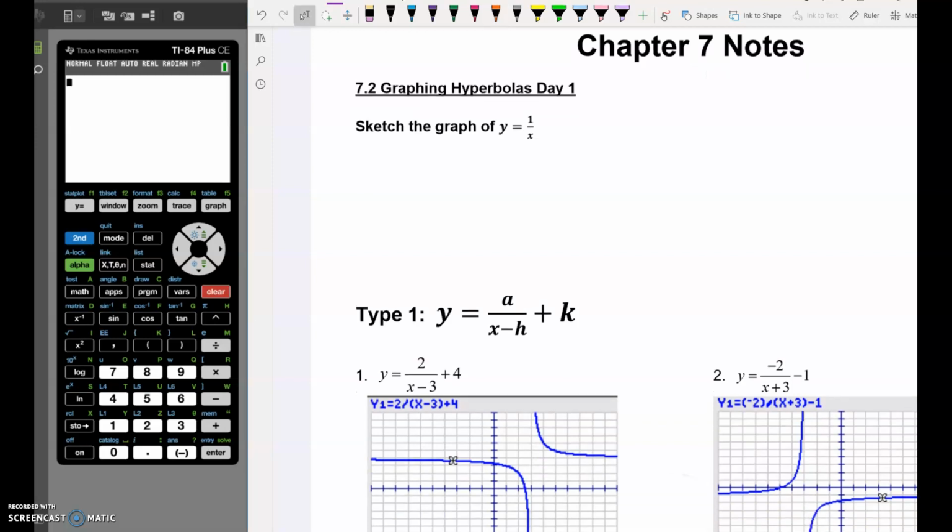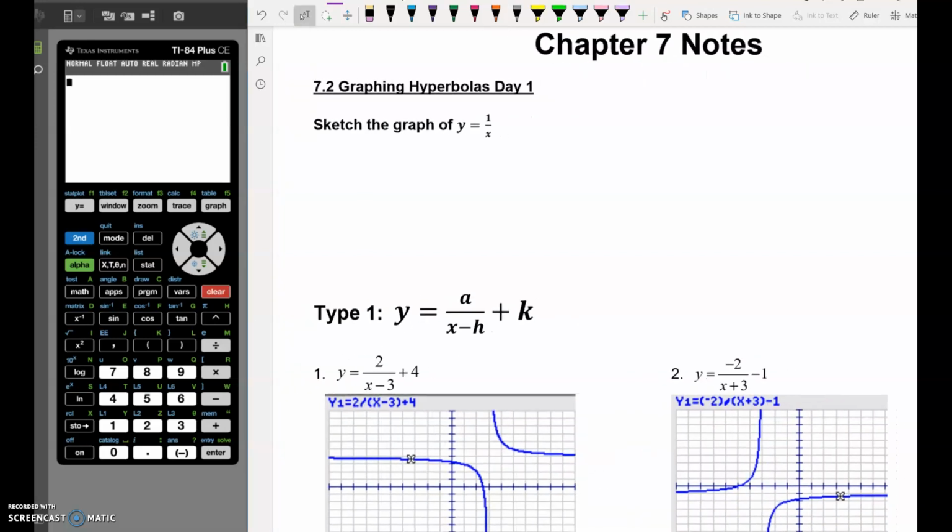Today we're going to start 7.2 graphing hyperbolas. And first thing we'd like to do is sketch the graph of y equals 1 over x. So if you don't have a graphing calculator, that's fine. I'm just going to type in 1 divided by x and look at the graph. And then I'm going to sketch that.